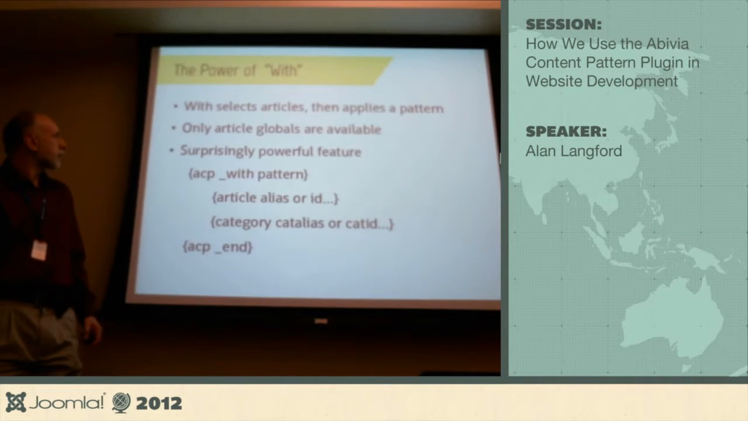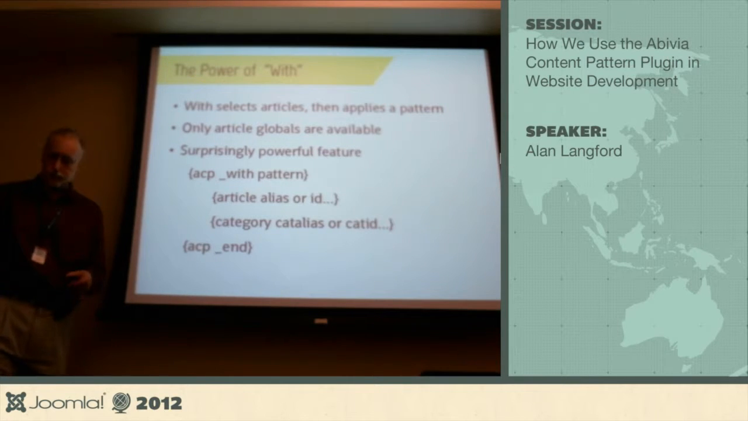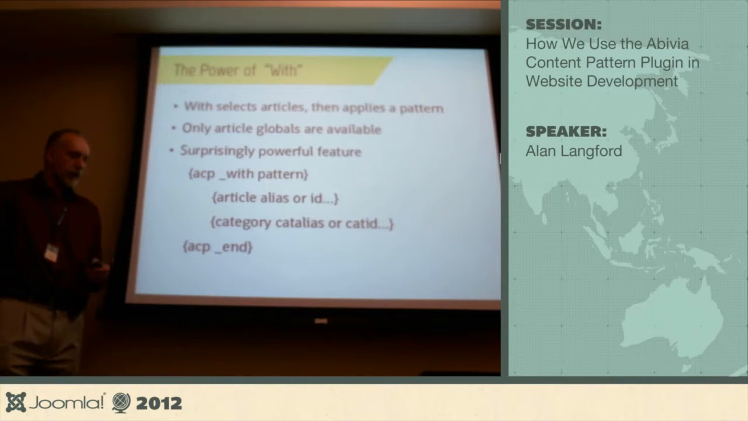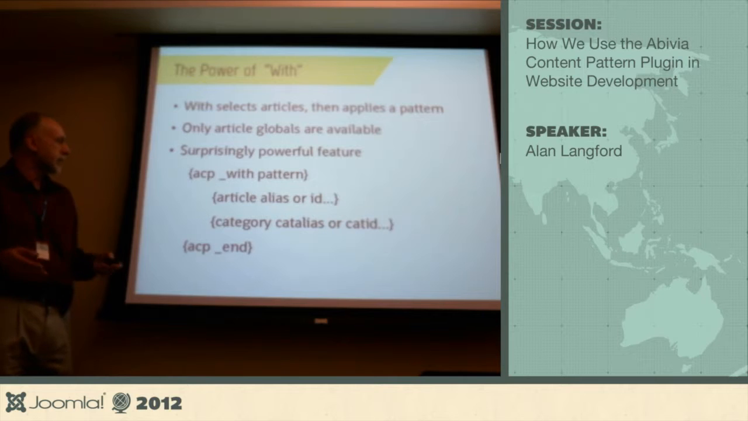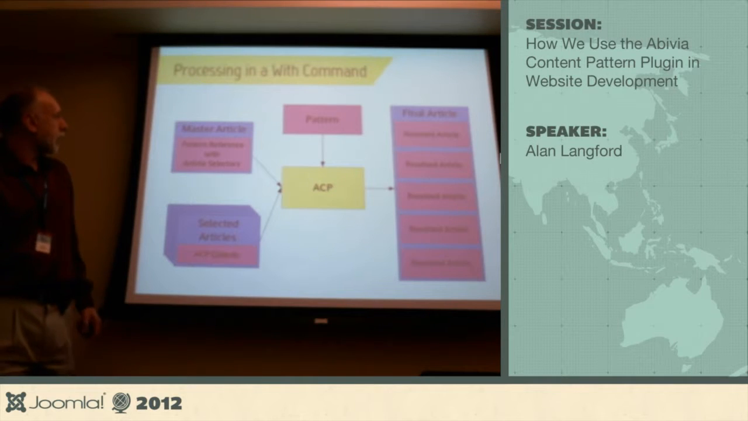So now width turns out to be a lot more powerful than I expected. I created it to solve a specific problem, and it's turned out to be magic. Width allows you to select a set of articles, either by ID or by category, and then take a pattern and apply that pattern to all the articles that you found based on those criteria, which is pretty simple. This is how it works in practice.